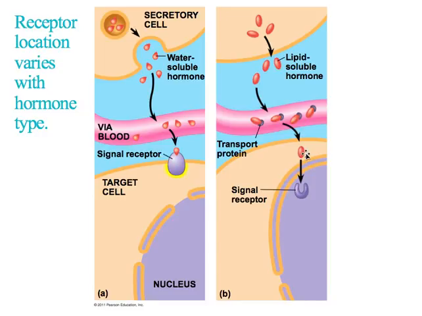That's different when it comes to lipid-soluble hormones. Lipid-soluble hormones can be released and travel with a transport protein in the blood, where they can then leave the blood and travel inside a cell to the signal receptor. So lipid-soluble hormones bind to receptors that are inside the cell, whereas water-soluble hormones bind to receptors that are on the cell membrane. So the receptor location varies with hormone type.